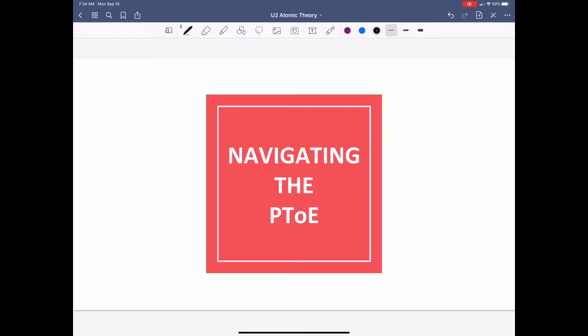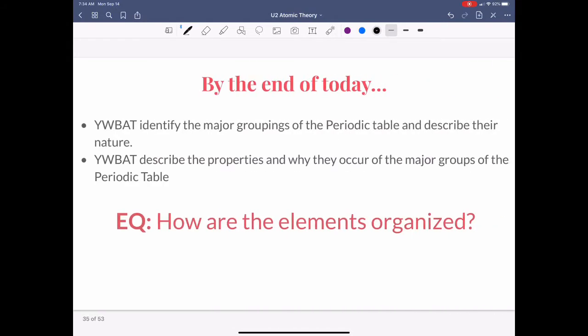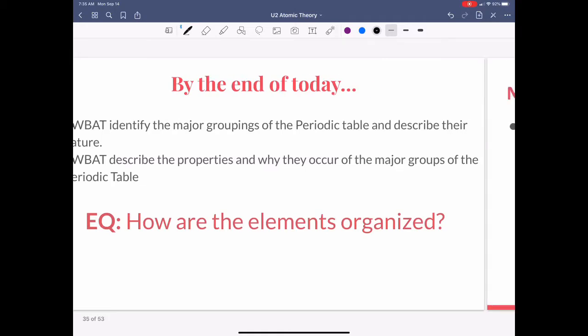All right, so today we're going to talk about navigating the periodic table, looking at some of the trends the periodic table gives us, what it tells us about the elements and where they're placed. By the end of today, you should be able to identify the major groups on the periodic table, describe the nature of them, and then the properties and why those elements are arranged in the way that they are on the periodic table. So let's take a look at how the elements are organized.